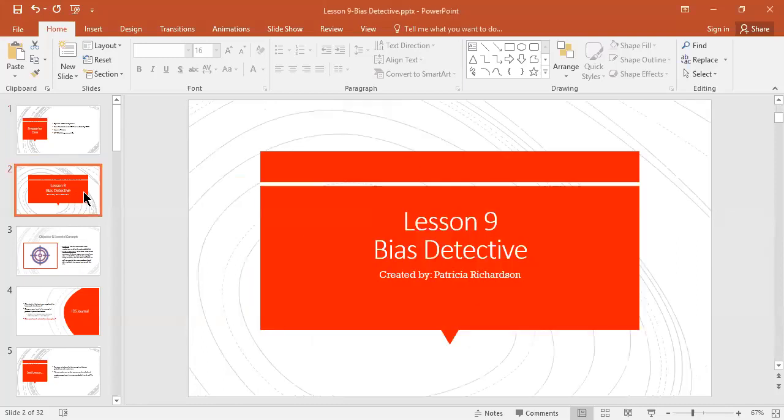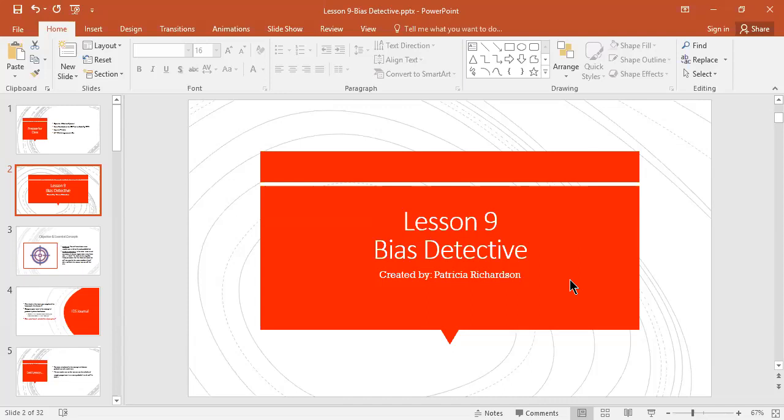Okay, we're talking about lesson 9 today. Lesson 9 is called bias detective. Okay, bias means having leaning toward one side or the other, right? And not having a fair opinion or a fair outcome. In this situation, you're not being biased as a detective. Instead, you're a detective trying to find the bias.